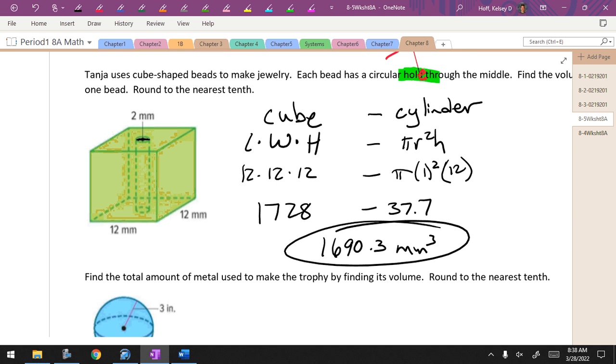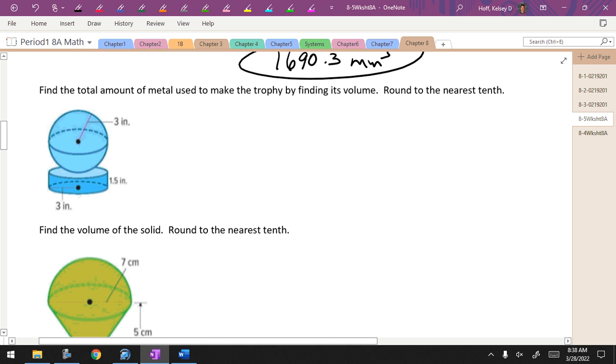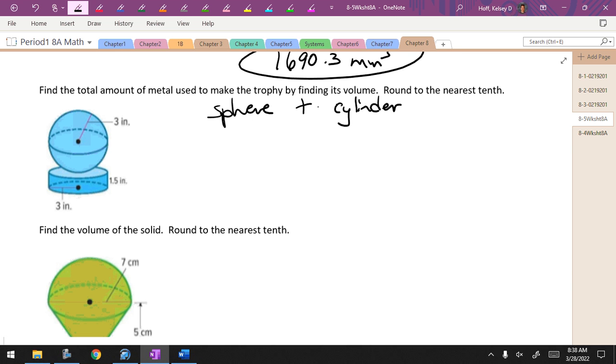On the next one, what shapes do you see? A sphere and a cylinder. Would we add those together or subtract them? Add them. They are making a shape that's larger. You only subtract if it's a hole.